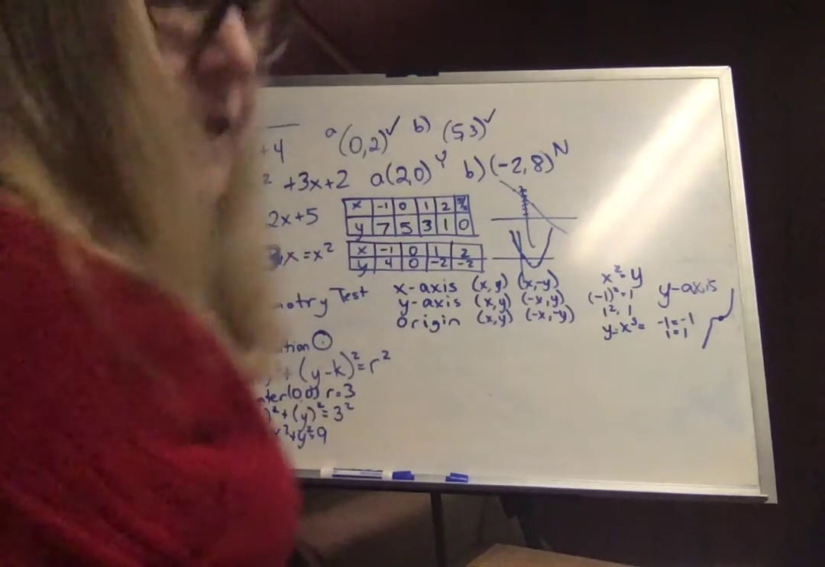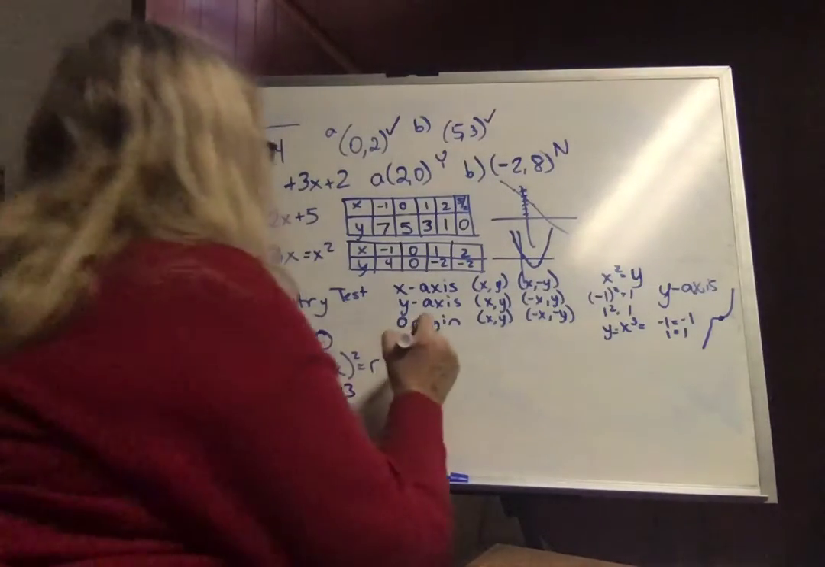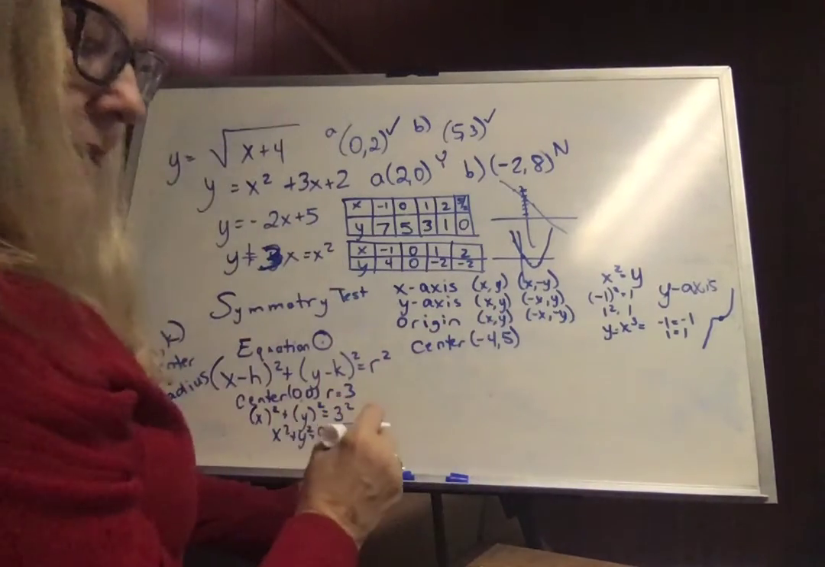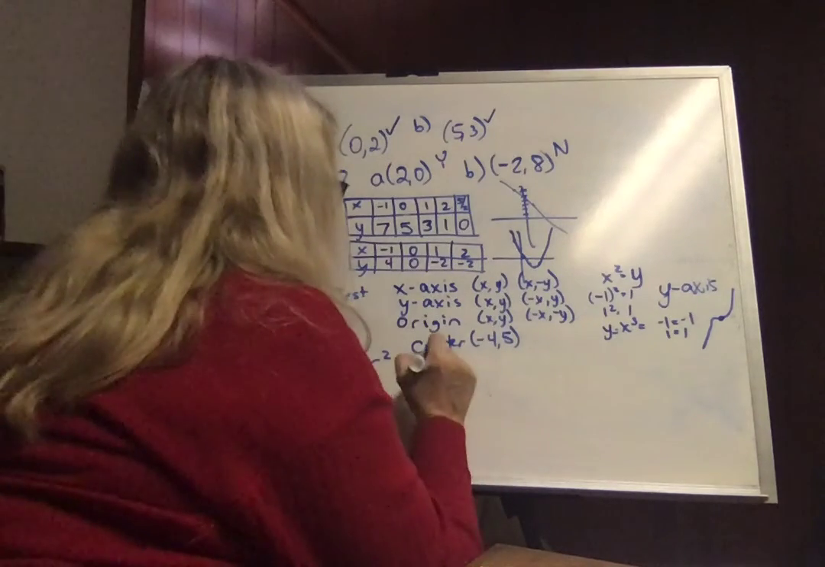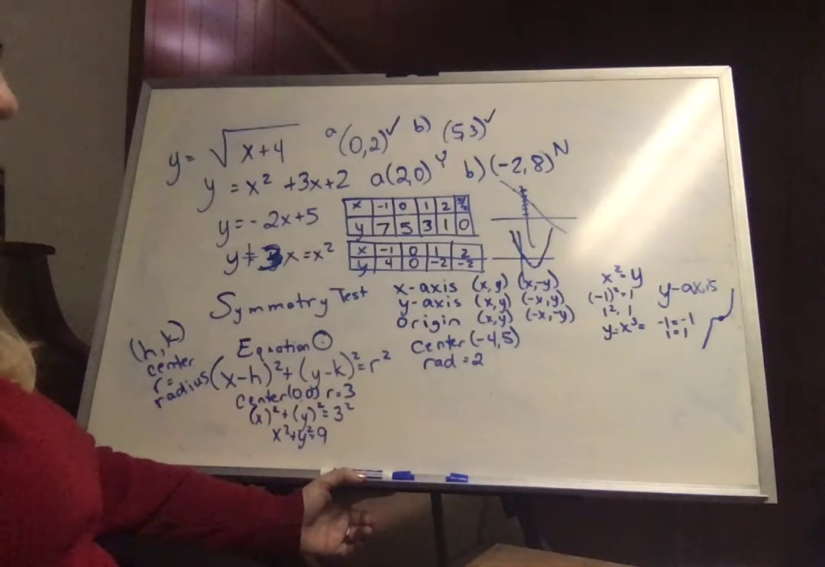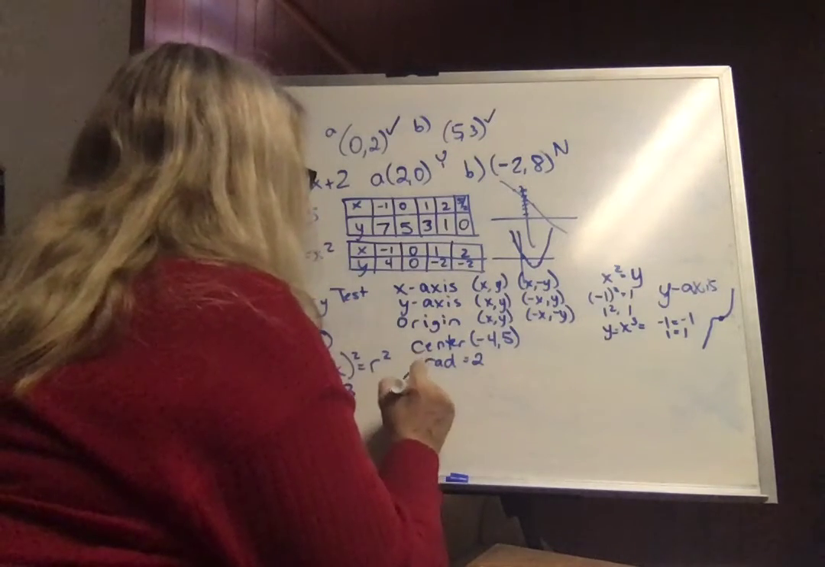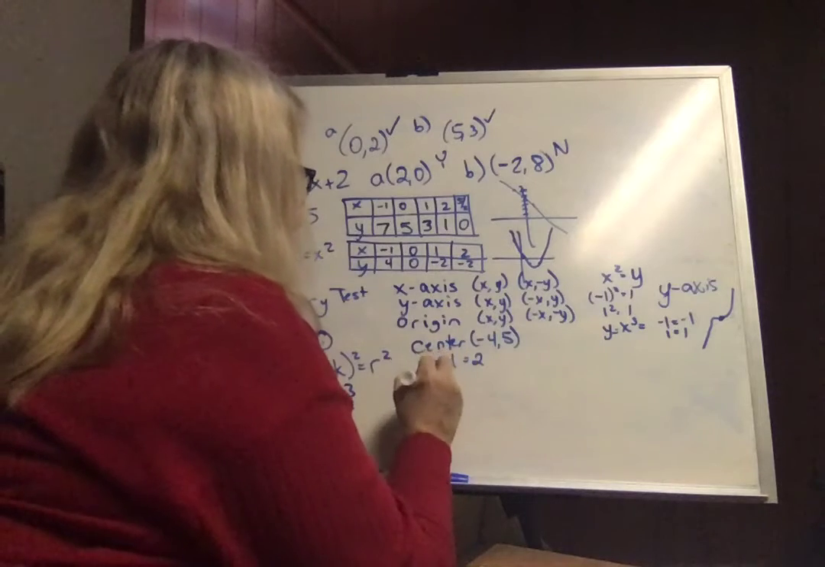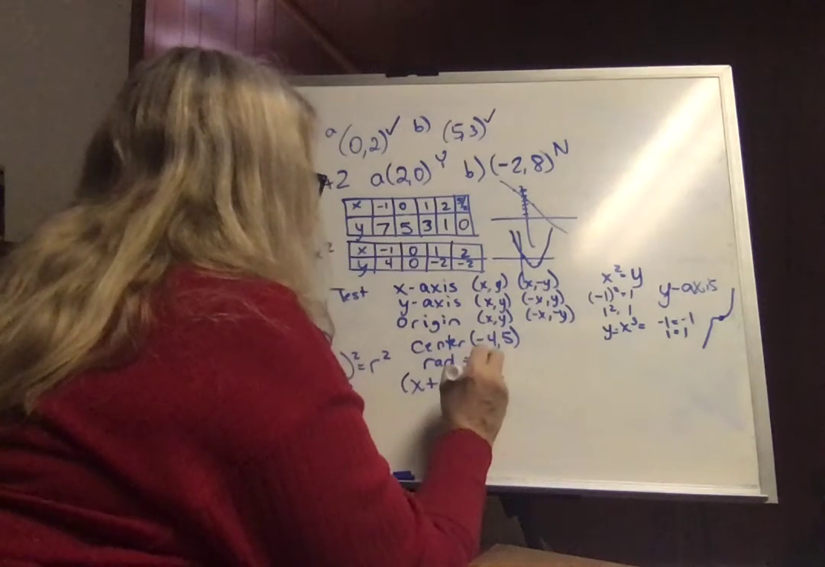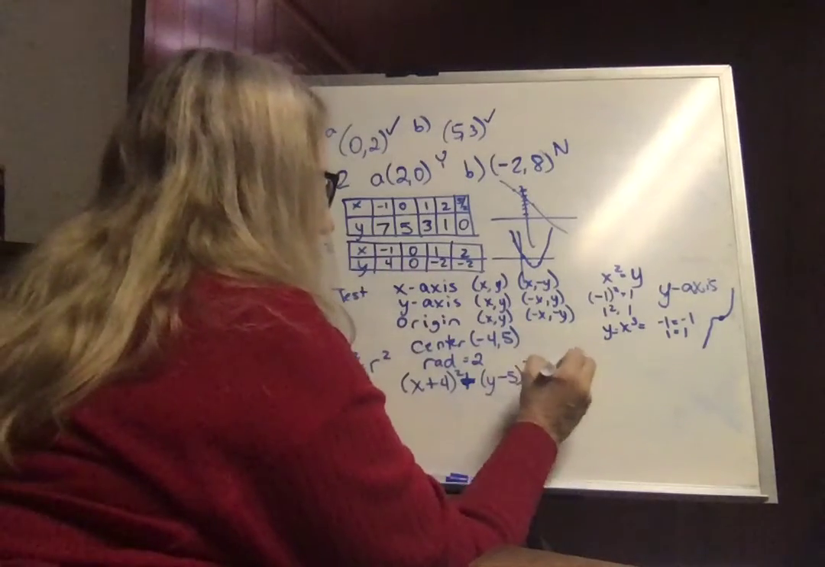So I'll give you one. You'll have to pause it and then come back. Center (-4, 5), radius 2. Write an equation. Pause it. Okay, turning it back on. (x minus a negative 4), so x plus 4, squared, plus (y minus 5) squared equals 2 squared, which is 4.